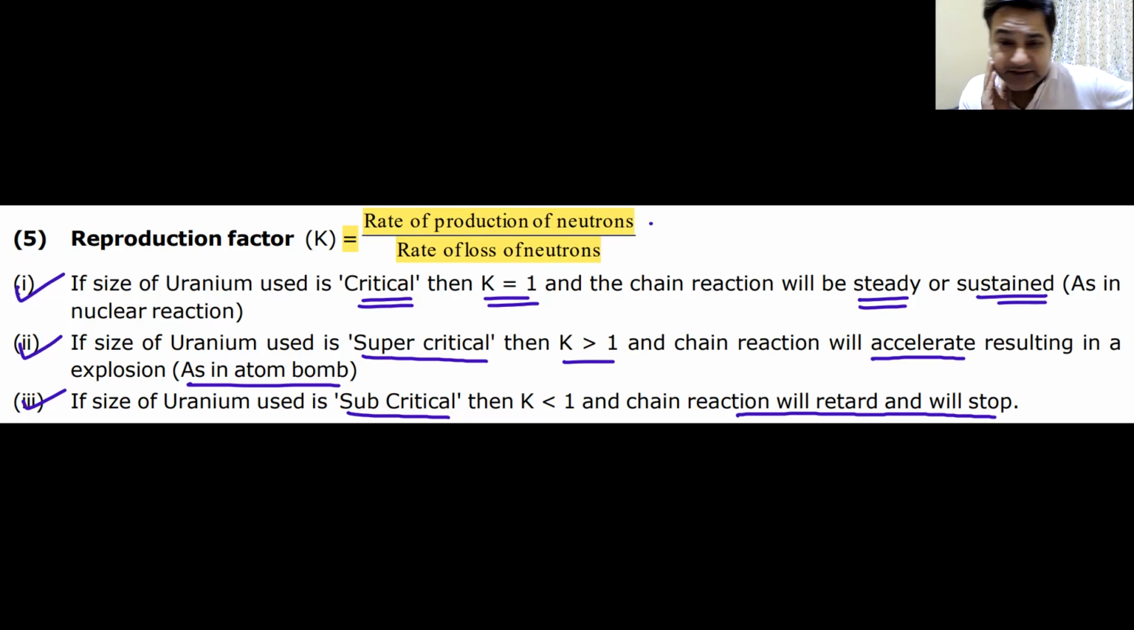Remember this critical size and this reproduction factor, you just have to remember them. If you understand any one of these, the other one automatically comes. Yes or no? Yes, sir. K is 1, size is critical: nuclear reactor. K is greater than 1: atom bomb. K is less than 1: fail, the experiment is completed. Okay, sir. Then we have the nuclear reactor.